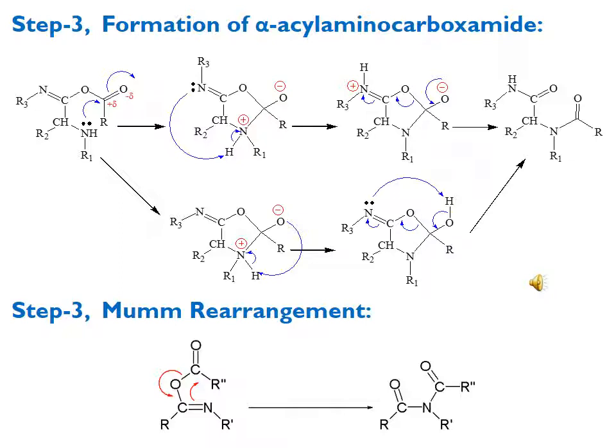This Mumm rearrangement has also been summarized with a journal example here. Here you can see an imine functionality which is bearing an acetate group on its carbon, and now through the attack of this imine functionality, the acyl group is shifting towards the nitrogen, and the carbon is converting to a carbon-oxygen double bond. So this acyl shifting is termed the Mumm rearrangement.